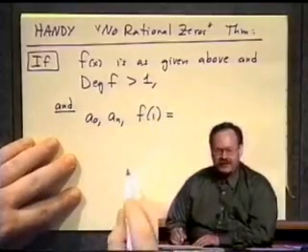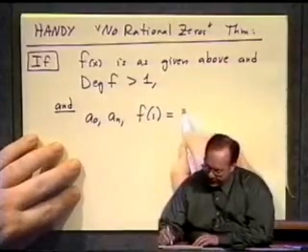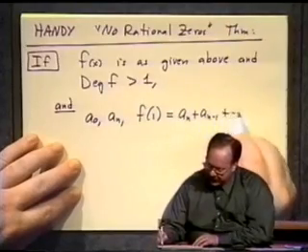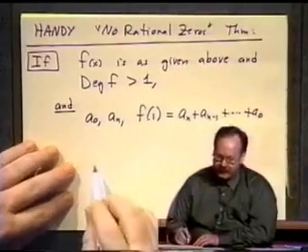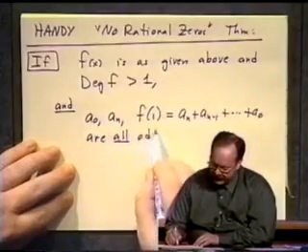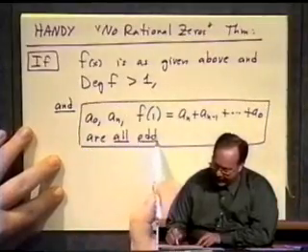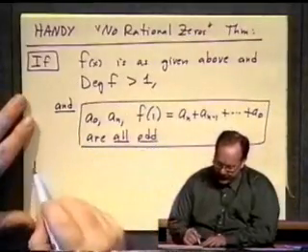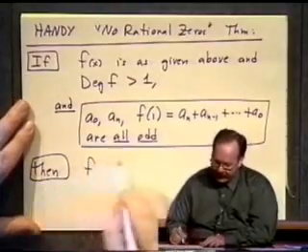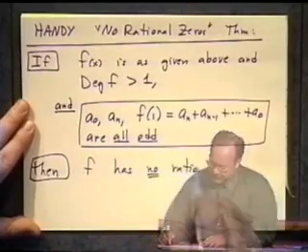which, when you think about it, if you put 1 in for all of the x's, what do you get? You just get the sum of the coefficients, a sub n plus a sub n minus 1 plus all the way down to a sub 0. If those are all odd numbers, then you can immediately conclude without any work that f has no rational zeros.